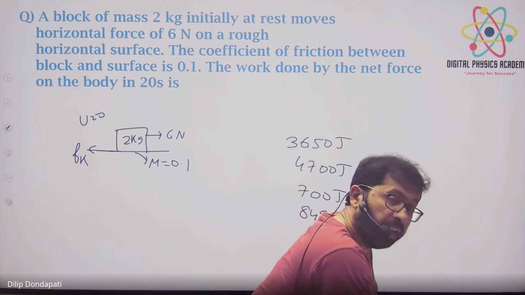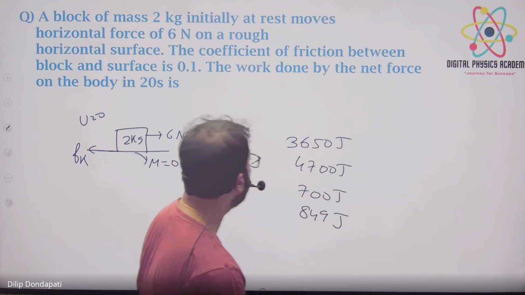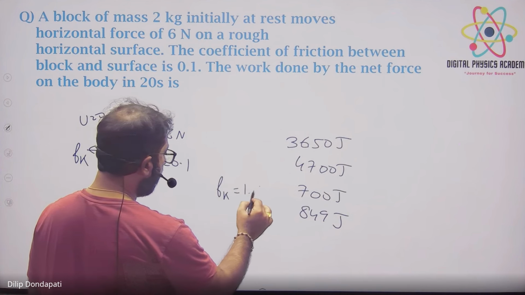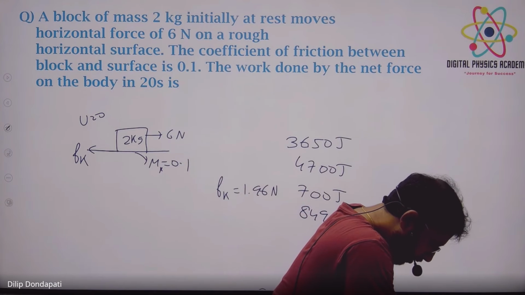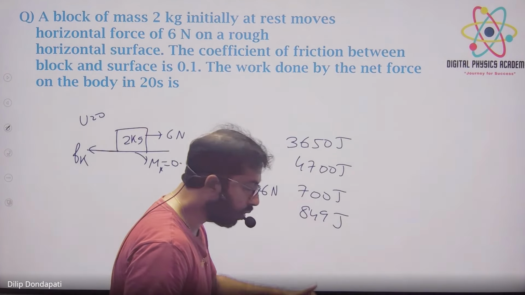FK you'll get as 2 when you take 10. If you take 9.8, you'll get 19.6, so 1.96, since mu K is 0.1. So FK you got as 1.96 newtons. The next force will be 6 minus 1.96. How much will that be? So 4.04. Okay, now how to calculate displacement?